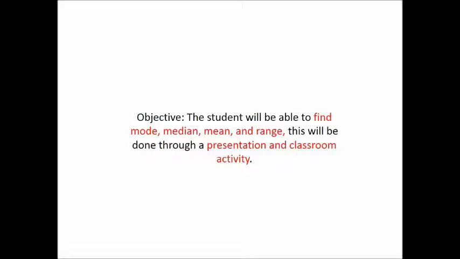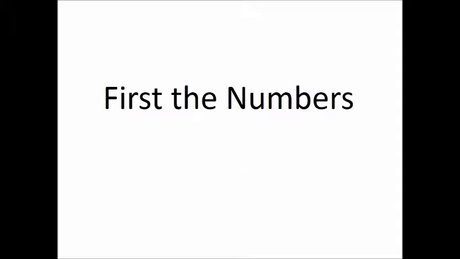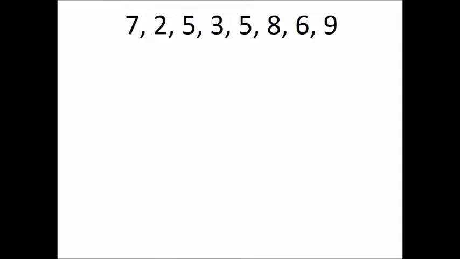So in a minute, we're actually going to start. It should be a pretty short lecture, but first, the numbers, okay? These are the numbers we're going to use to find mode, median, mean, and range. So the numbers we're going to use are 7, 2, 5, 3, 5, 8, 6, 9. So just write those down. In a minute, we're going to find out what we're going to do with them.